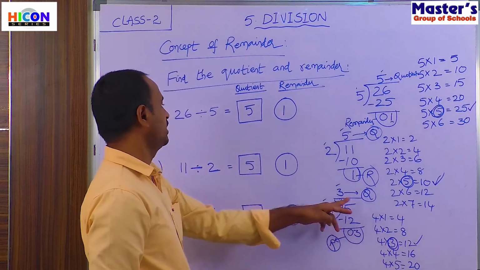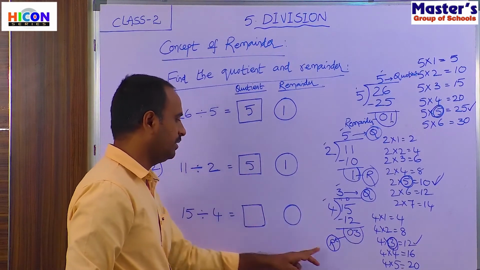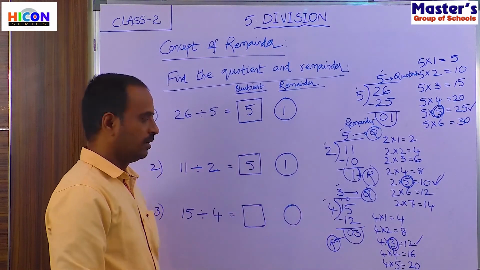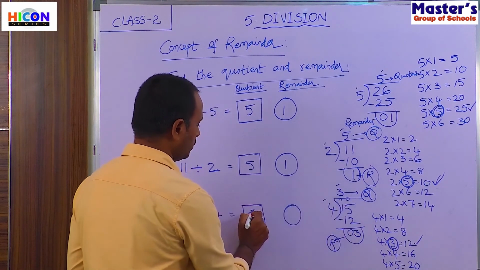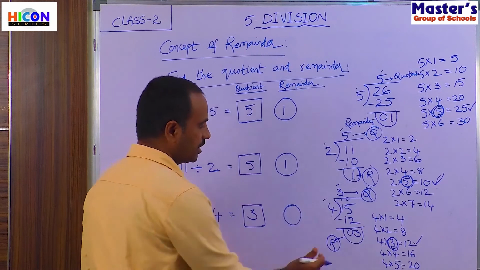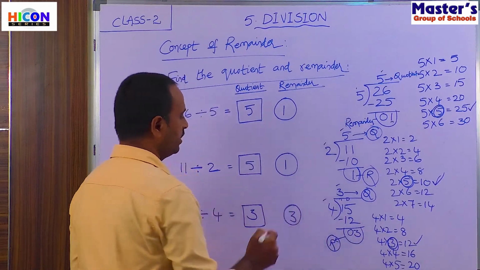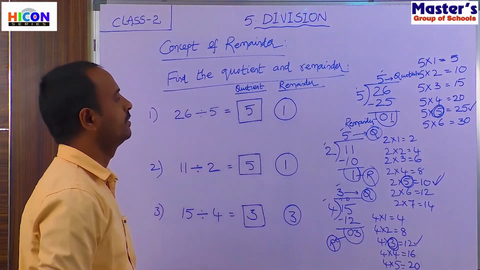So write the quotient in the box and write the remainder in the circle. So what is the quotient here? The quotient is 3. So write 3 in the box. And what is the remainder here? 3 is the remainder. Write the remainder in the circle.